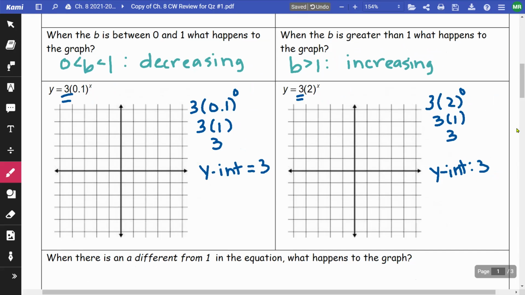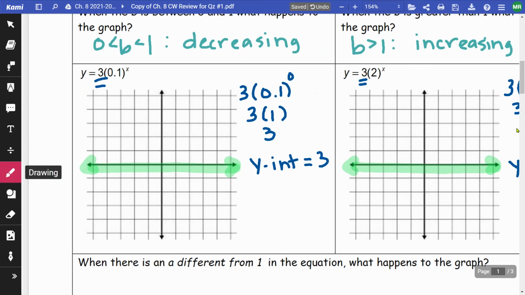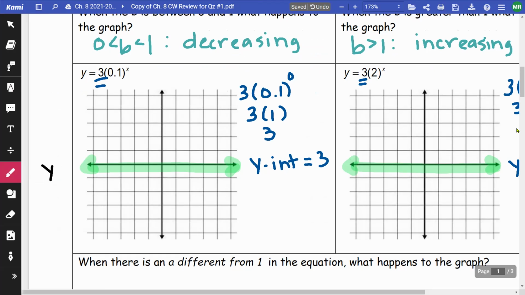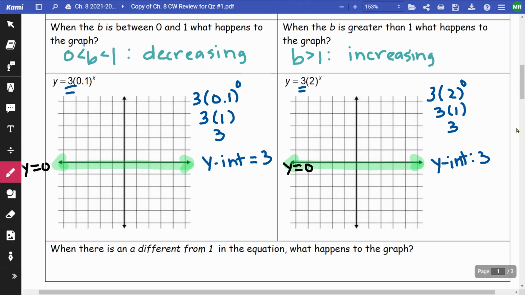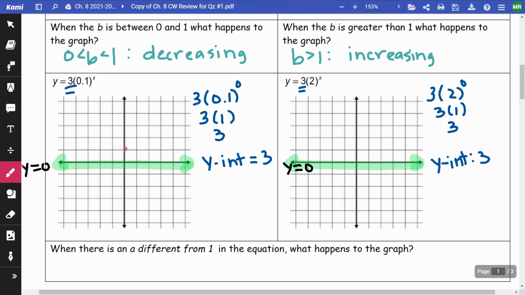So for these graphs, just like the ones above, I'm going to have an asymptote right here on the x-axis. The equation of those asymptotes are going to be y equals 0 for both of them. Now, these graphs we just said are going to be starting right here with this a, which is 3. So when I'm graphing these, my y-intercept is going to be 3 because that's my a.